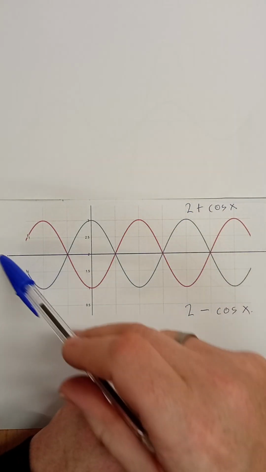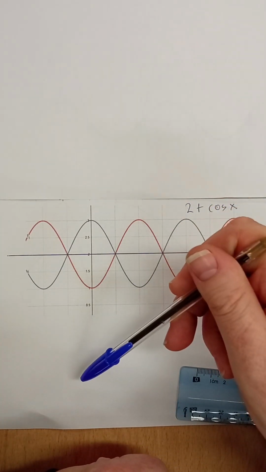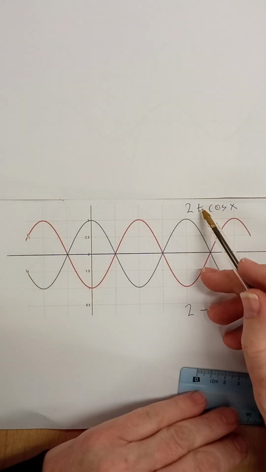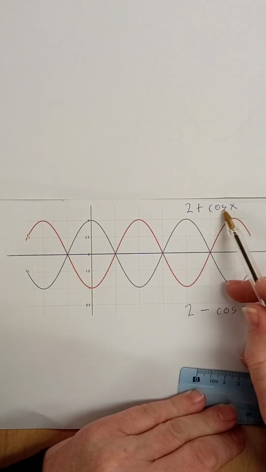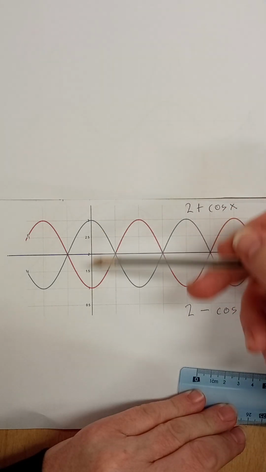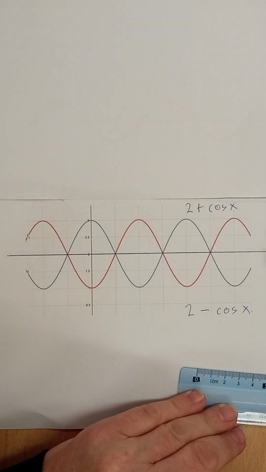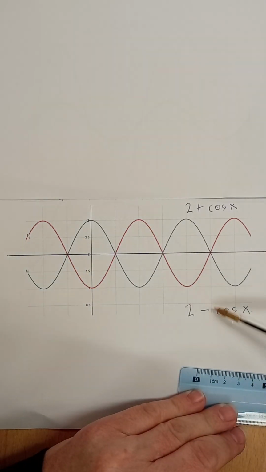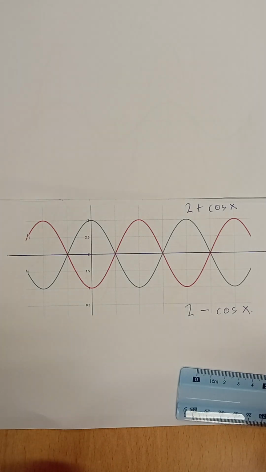So if it's a 2, the midline is at 2. If that's a -2, it's down here at -2. That's all it does. However, if there's a plus or a minus in front of the actual function, then it flips the function upside down. So the blue is our traditional cos function. The orange or red is the minus version of it. It's just inverted upside down. And that's all it is.